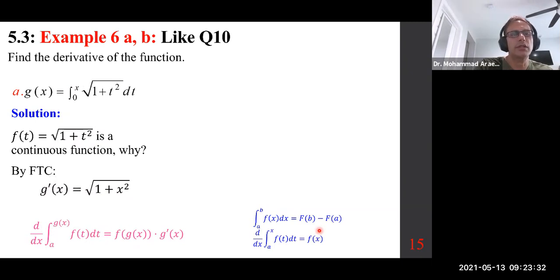And we replace the t with this upper limit, and we are done. Pay attention to the fact. The lower limit is a number. By the way, does it have to be 0? Any number will do it. Any number will do it. The upper limit will take over as the new variable, if you will.